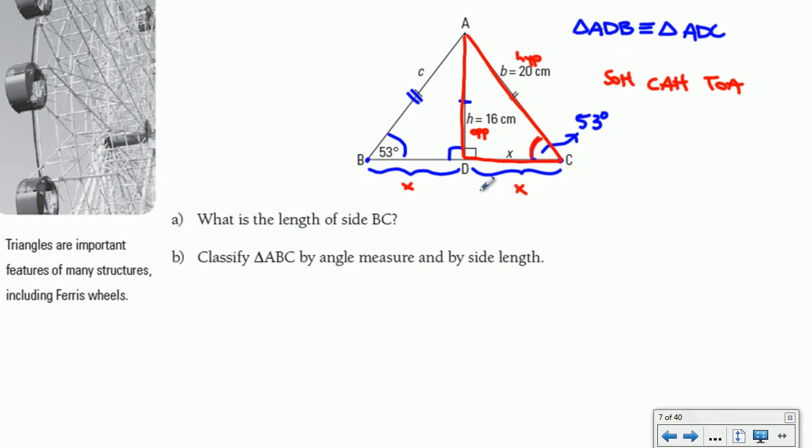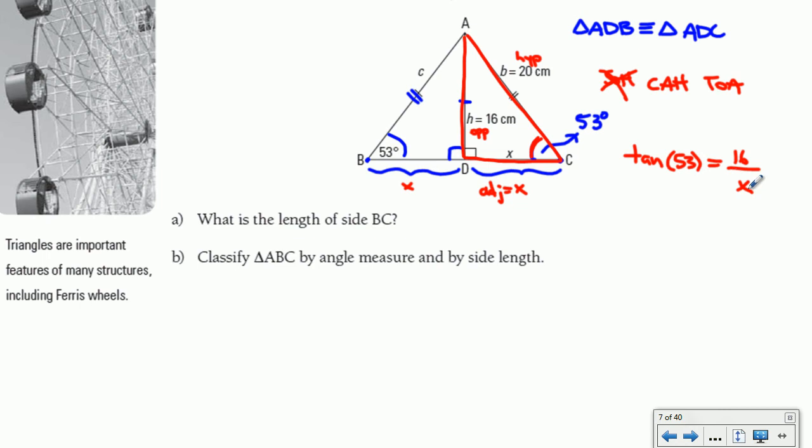We need the adjacent side length. We have the opposite side length, the hypotenuse side length, and a reference angle. So we need something that includes the adjacent. Sine is going to give us something useless, as I just showed. There's no variable to solve for. So we could use either cosine or tangent to figure out what x is. Why don't we go with tan? So tan 53 equals opposite 16 over adjacent x.